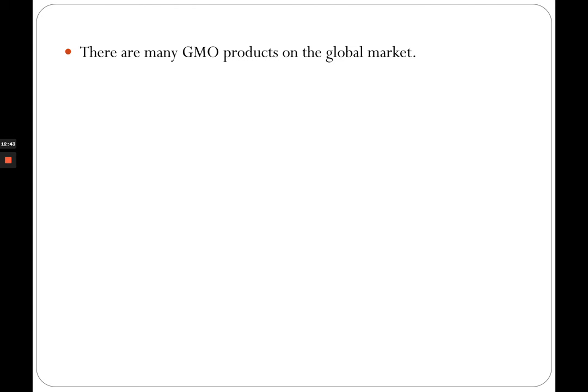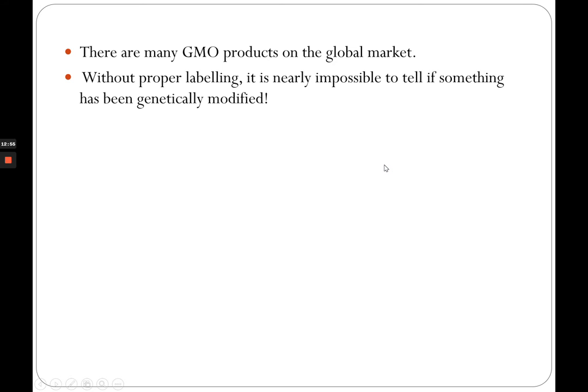Now, since the first genetically modified organism, there have been many GMOs on the products today. So the global market is filled with GMOs. It's just that without proper labeling, it's almost impossible to tell if something has been genetically modified. So this is the part that I also agree with too. I do believe in GMOs, but I also believe that people have the right to know what it is that they're eating.